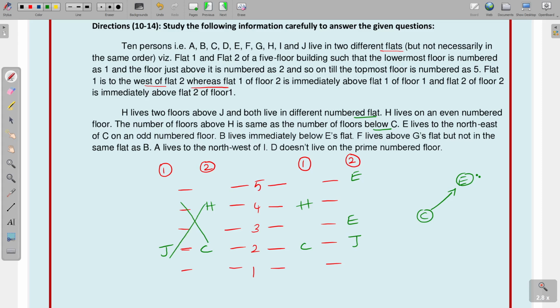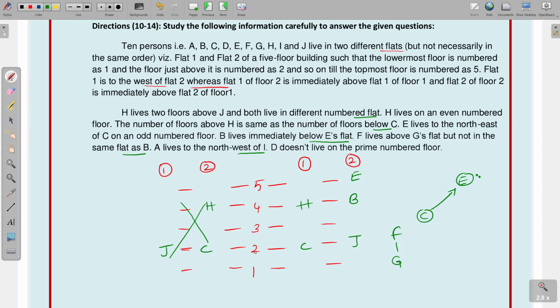And next, E lives to the northeast of C, on an odd numbered floor. B lives immediately below E's flat. So, B lives immediately below E's flat. Only this possibility will occur. Here E is not placed here. And next, F lives above G's flat, but not in the same flat as B. Okay, F lives above G and not in B's flat. And next, A lives to the northwest of I. So, A lives to the northwest of I, and next, D doesn't live on a prime numbered floor.